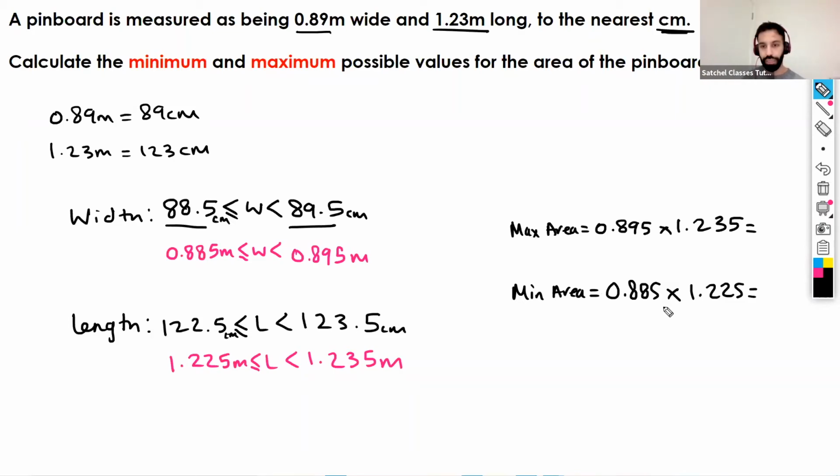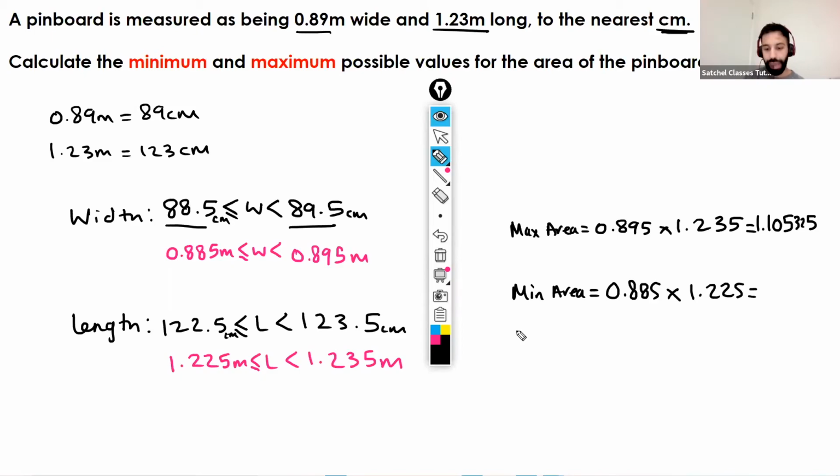And if you type this into your calculators, you will get your answer. So I'm just going to quickly type this into my calculator. And that's going to be 0.895 times 1.235. And that will give me 1.105325. And if I just move this here.